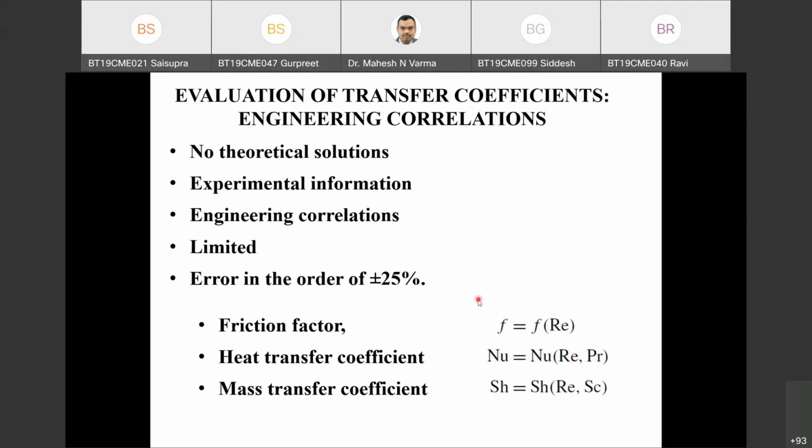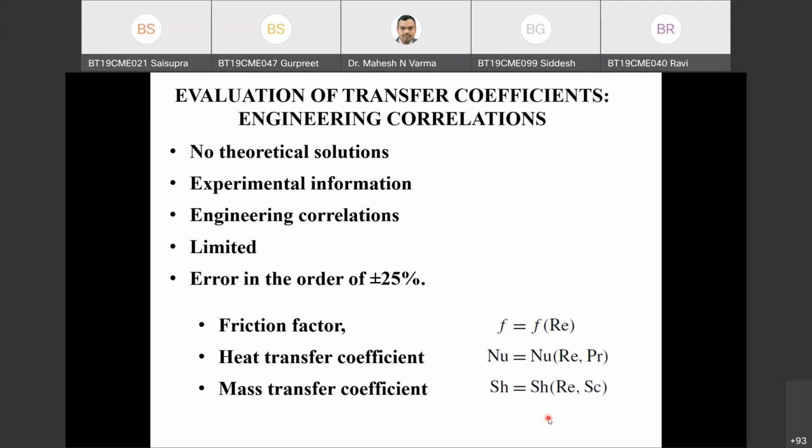And already you have seen all these three types of engineering correlation. This type of equation you might have come across in fluid mechanics, this type in heat transfer, and this type in mass transfer. So these are the equations which we are using to get the value of heat transfer coefficient, mass transfer coefficient, and friction factor. So this is clear up to this point.